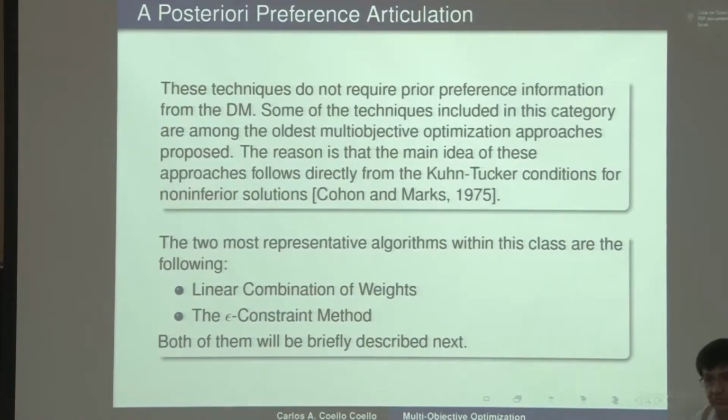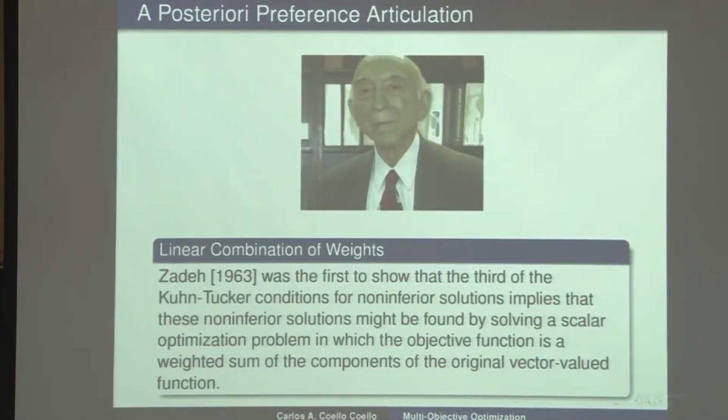So in this case, as I mentioned before, in a posteriori methods, you have to assume that we don't require prior preference information from the decision maker. And of course, metaheuristics fall within this category because when we perform the optimization, we are assuming there are no preferences from the user. And these two methods actually follow from the Kuhn-Tucker conditions for optimality or for non-inferior solutions. And as I said before, they are very, very popular, at least the first.